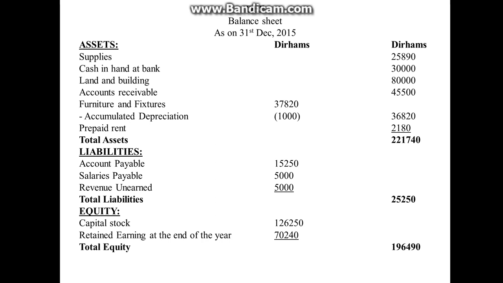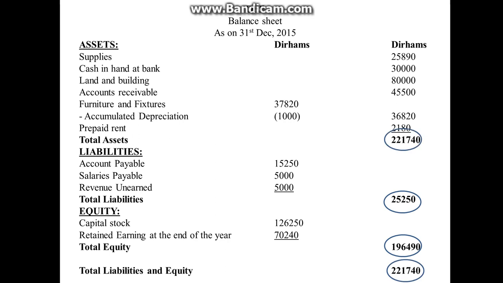Now just the last part. Now what you will do, you will add total liabilities, which is 25,250, and 196,490. You will get total liabilities and equities, which is 221,740. Now if you see, this 221,740 is equal to total assets, which is also 221,740. This means that your question is correct.